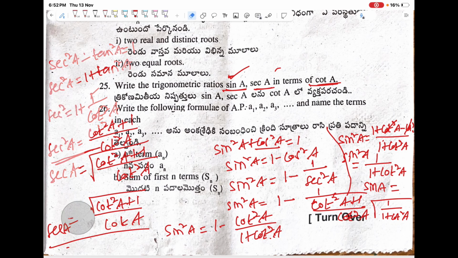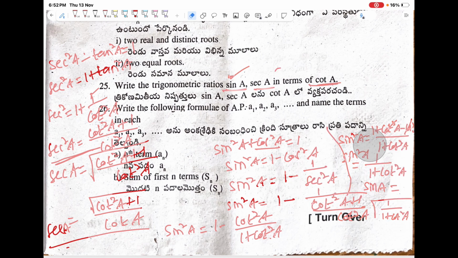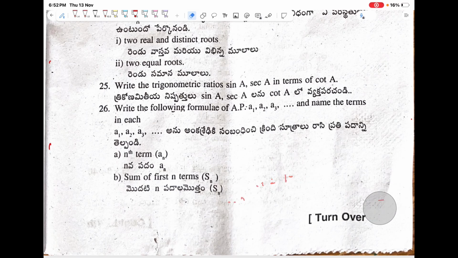Always you will have confusion when you are converting ratios into some other ratios, and definitely it stays as a confusion only. So you have to practice. With practice you will get perfection.